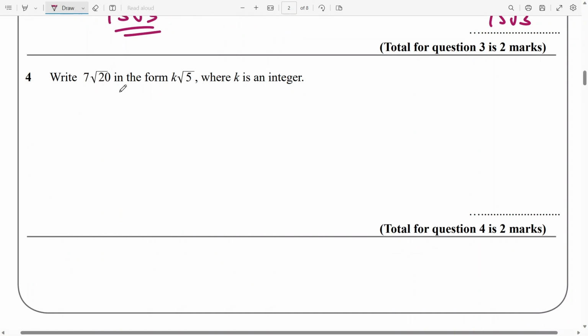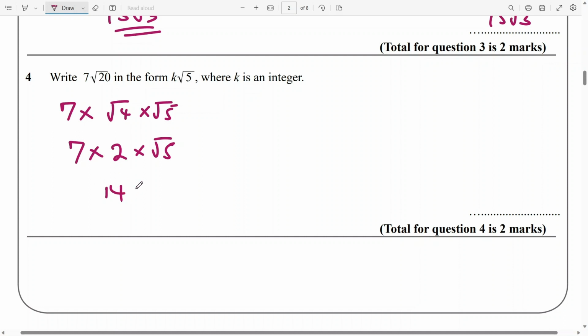Again, we need to write this surd in the form of k root 5. Again, I know this is going to be 7 times root 4 times root 5. And this is going to be 7 times root 4, which is 2, times root 5. And 7 times 2 is 14, 14 root 5, which again simplifies to 14 root 5.